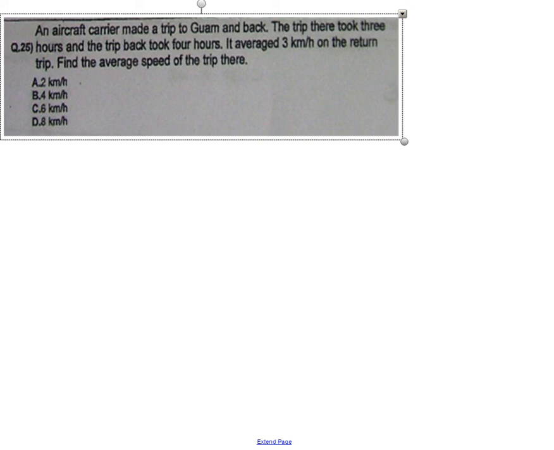Great. All right, one more. An aircraft carrier made a trip to Guam and back. That's where my brother is.